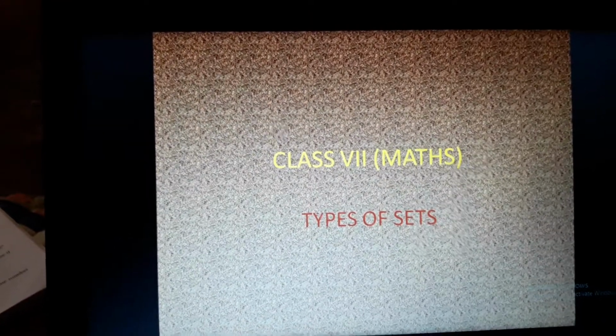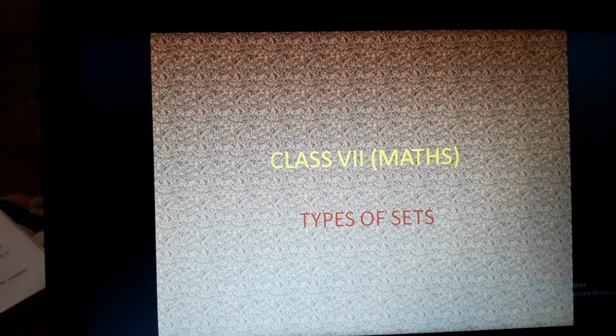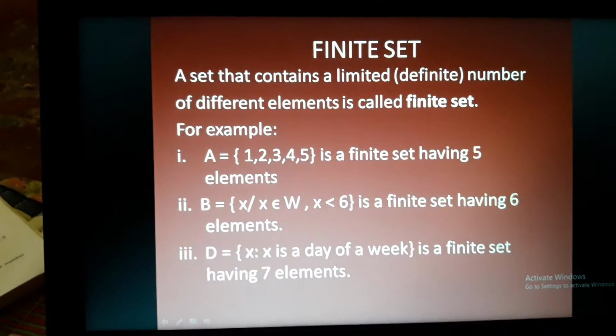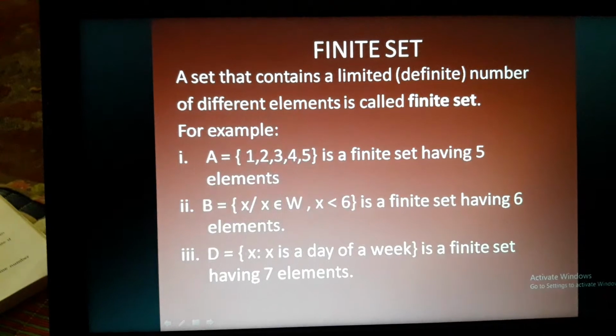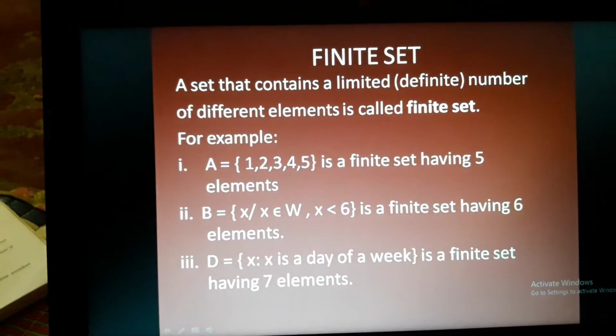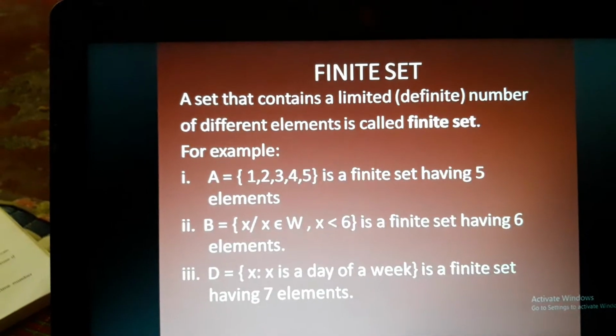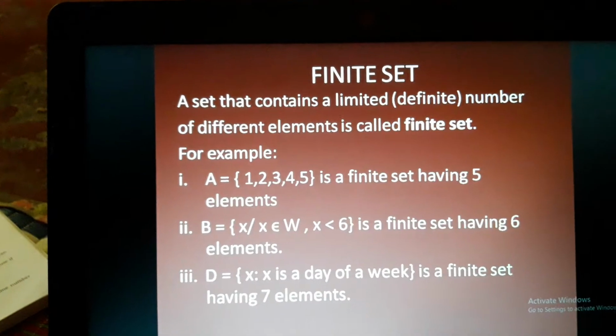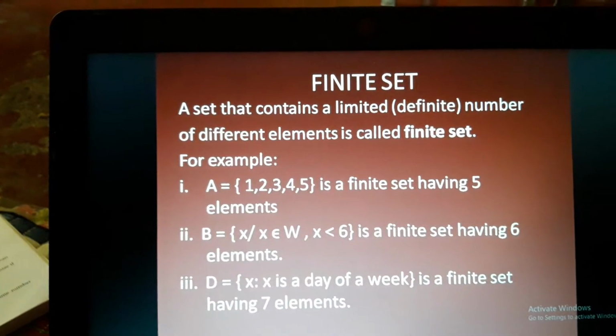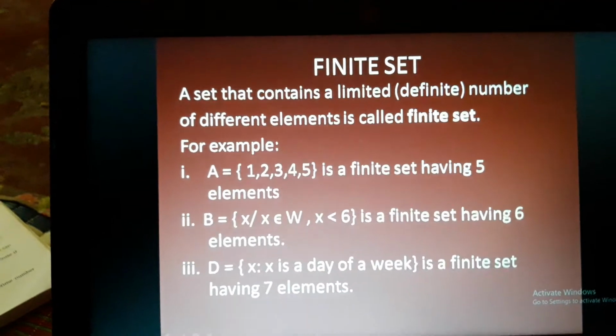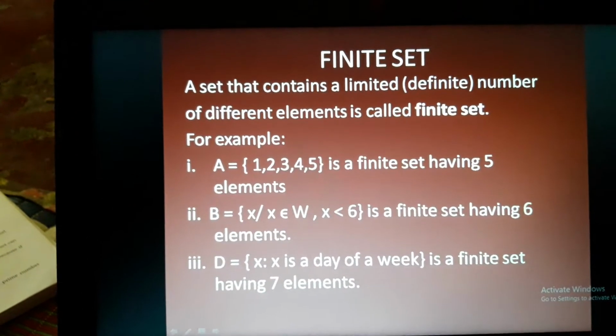So today we will discuss types of sets. See the first one. A set that contains a limited or definite number of different elements is called a finite set. For example, you see A equals {1, 2, 3, 4, 5}. It is a finite set having 5 elements.